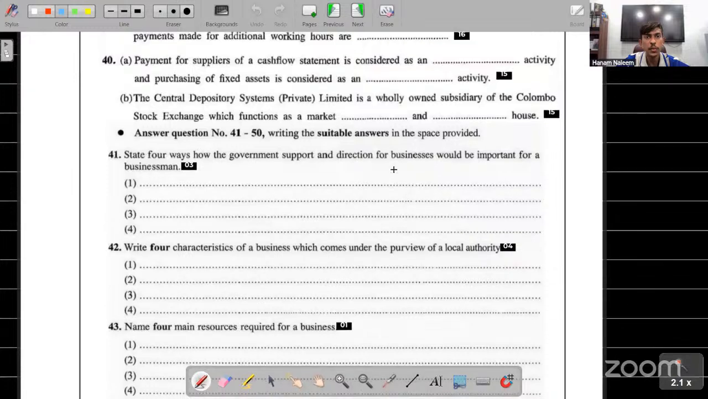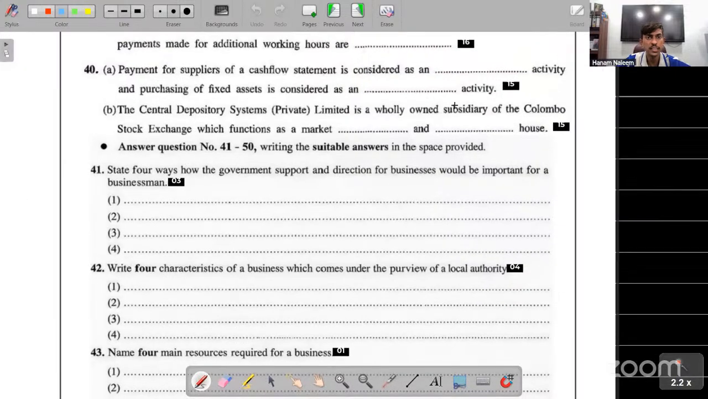Payment for suppliers in a cash flow statement is considered a payment to suppliers, so it's a cash flow. In cash flow, we have three activities. Supplier payments fall under operating activities, the day-to-day business activity. And purchasing of a fixed asset is considered investing. It's obviously investing because you can't take financing. The word is "and", so the answer should start with a vowel letter.